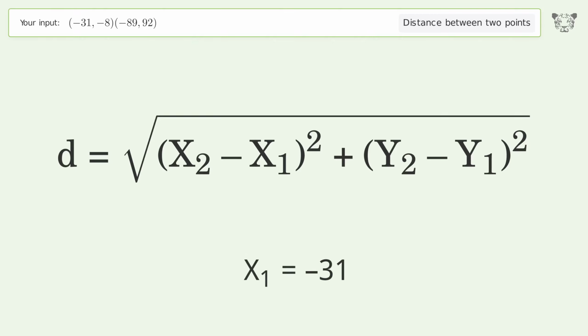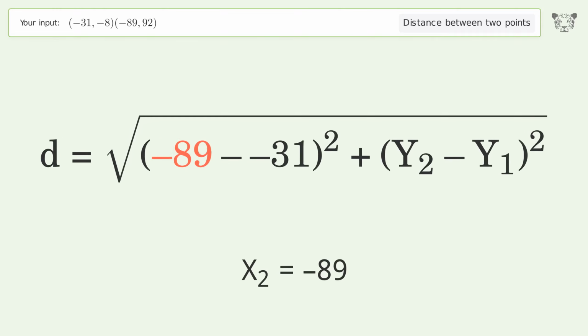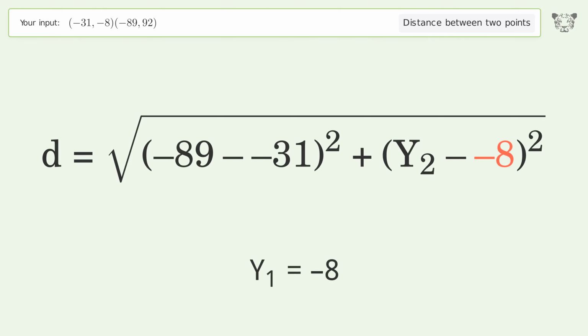x1 equals -31. x2 equals -89. y1 equals -8. y2 equals 92.